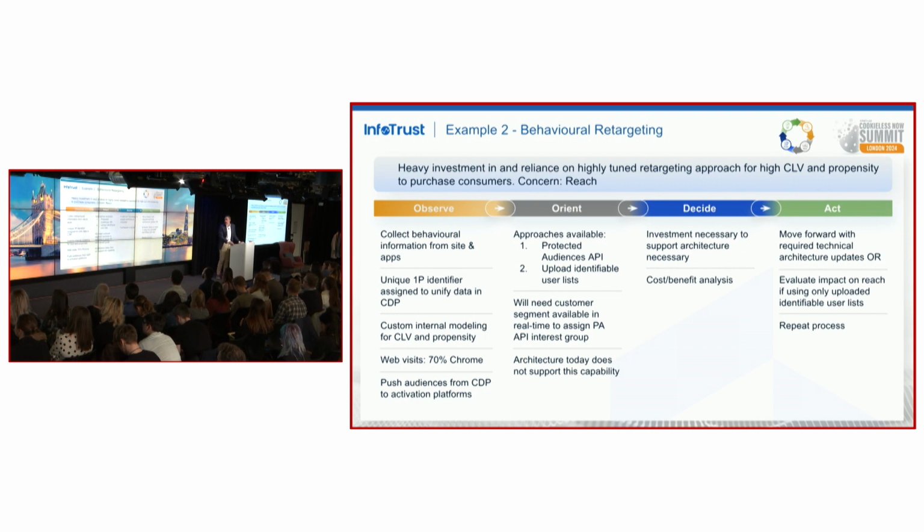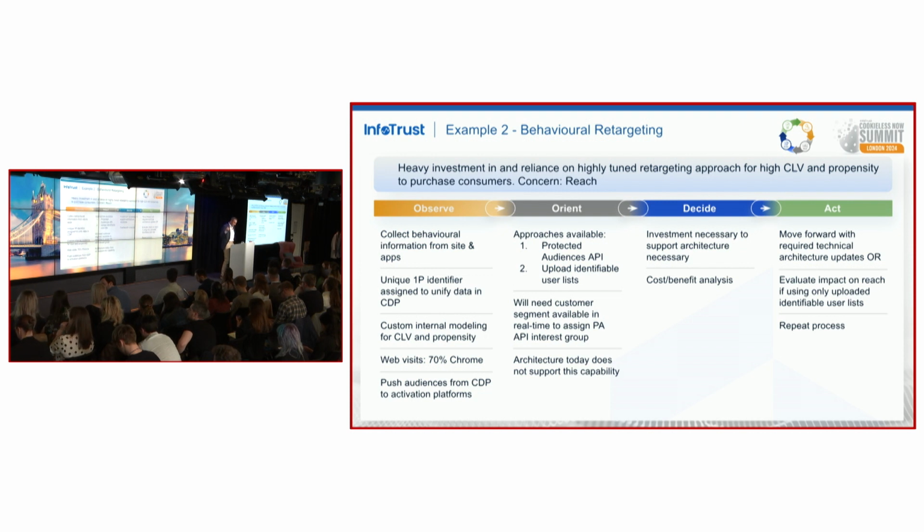So I start thinking about, well, okay, what can I do? 70% of my web users are on Chrome. I could be using the Protected Audiences API. I could also be, like before, using uploaded audiences, or I have identifiable users. And so then I start thinking, well, what do I actually need to do? I think the API sounds like the way to go, right? So in the Orient phase, I do some estimations of that, and I think that that's probably going to be the most fruitful.